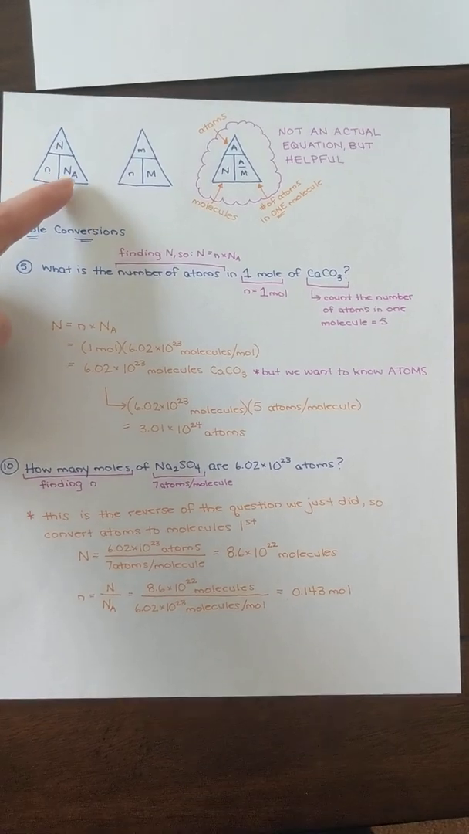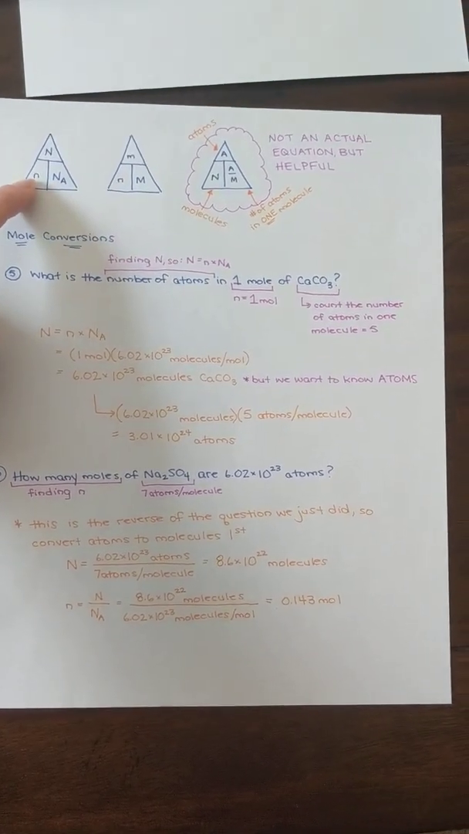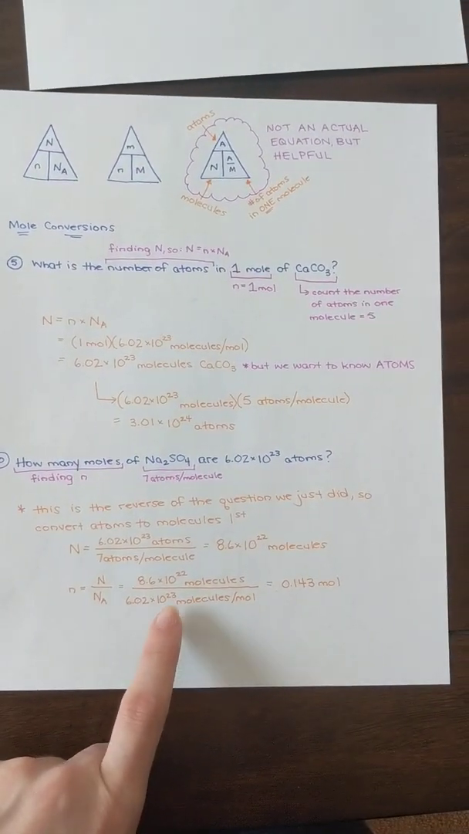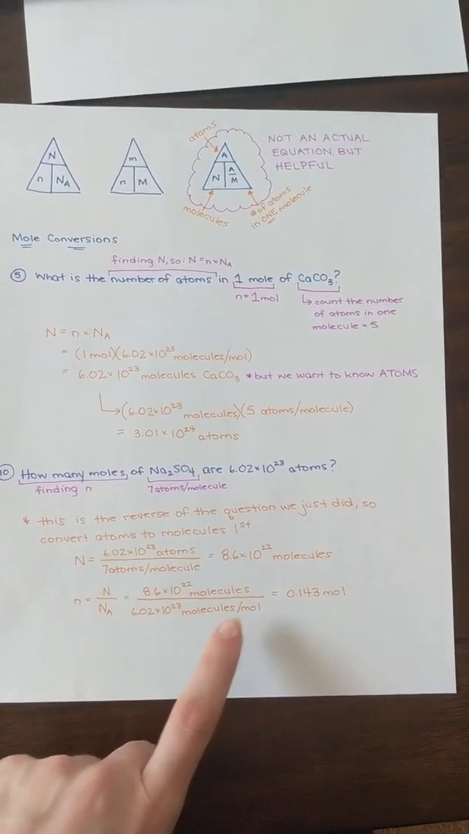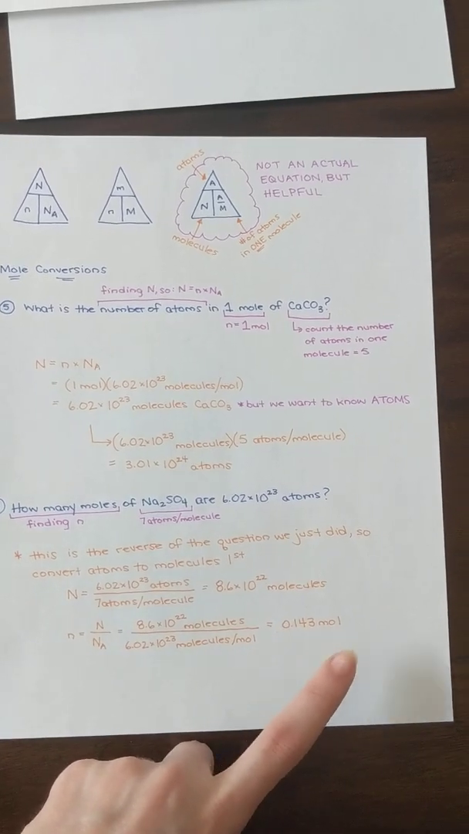So nice, I now have this N value. I can divide it by Avogadro's number in order to find n. So that's my second step. I've done the value we just found, divided it by Avogadro's number, and we'll come out to 0.143 moles in the end.